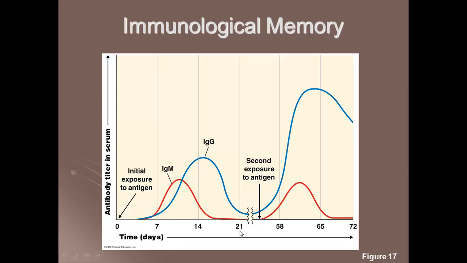However, if we meet up with that same antigen a second time, this time who's going to peak first? IgG, because it made the memory cells, and it's going to peak faster and much higher. So we're going to have a more rapid response. But notice IgM's response. This is the same normal response as before.